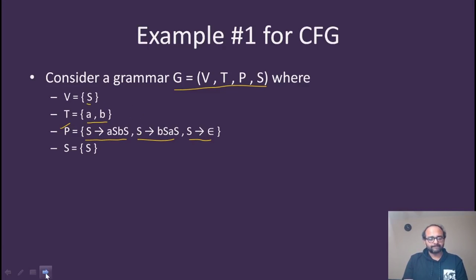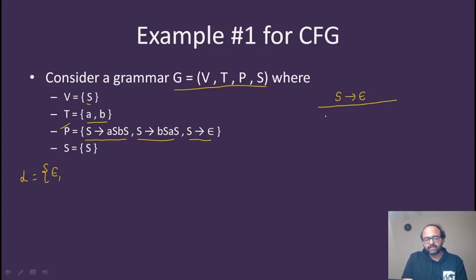Now, let us generate a sequence of strings that are derivable from this particular grammar. Starting from the shortest length string, first capital S tends to epsilon. It means we can generate epsilon from capital S. So in the language, epsilon is generatable.